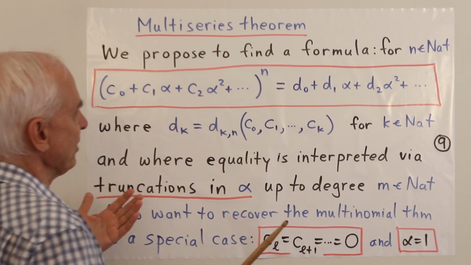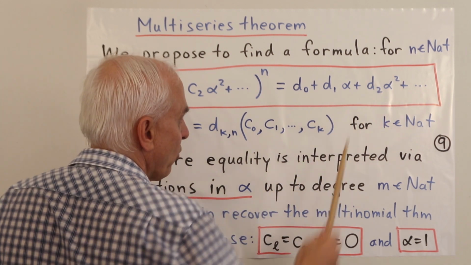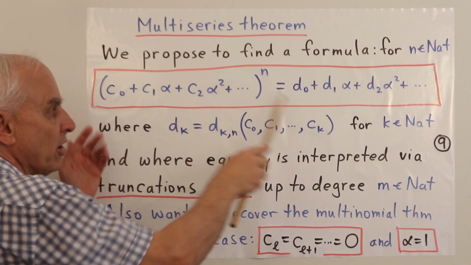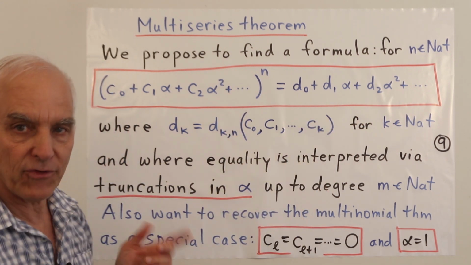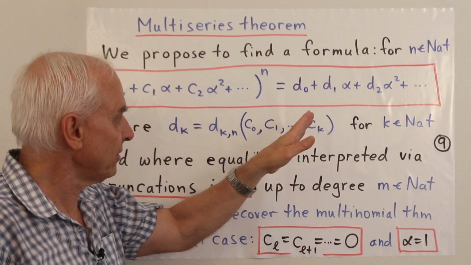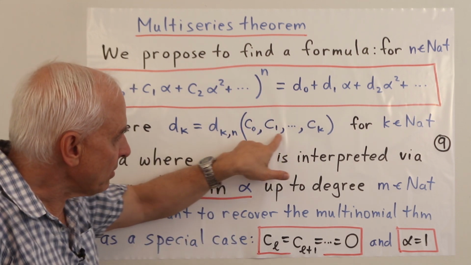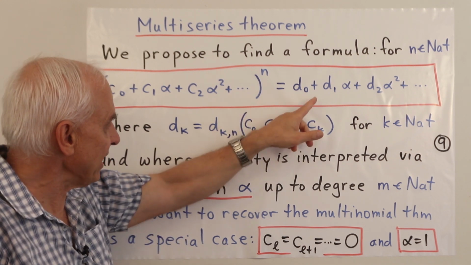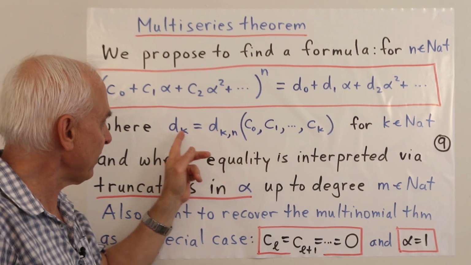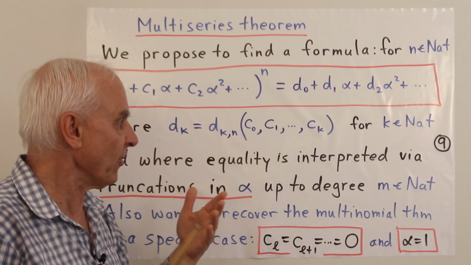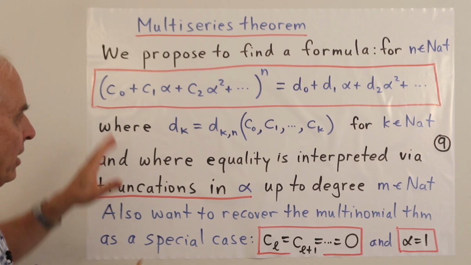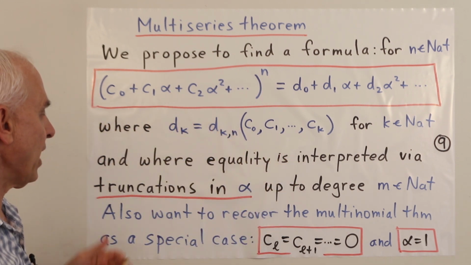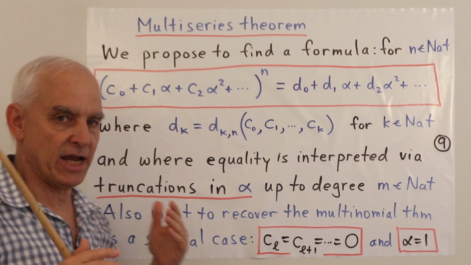Right, which kind of makes sense, because if we're looking just for quadratic terms, then there's no way that the cubic and quartic terms involved here are going to contribute to the amount of alpha squareds on the right-hand side, right? They're not. And so we want to determine what kind of relationship there is going to be between these d's and the c's. How do we get these d sub k's as functions of the c's? And as I said before, equality here is going to be interpreted via this truncation idea in alpha.